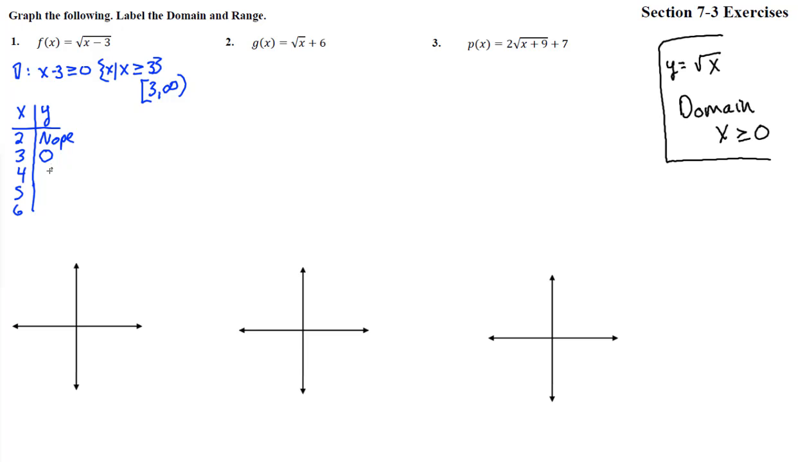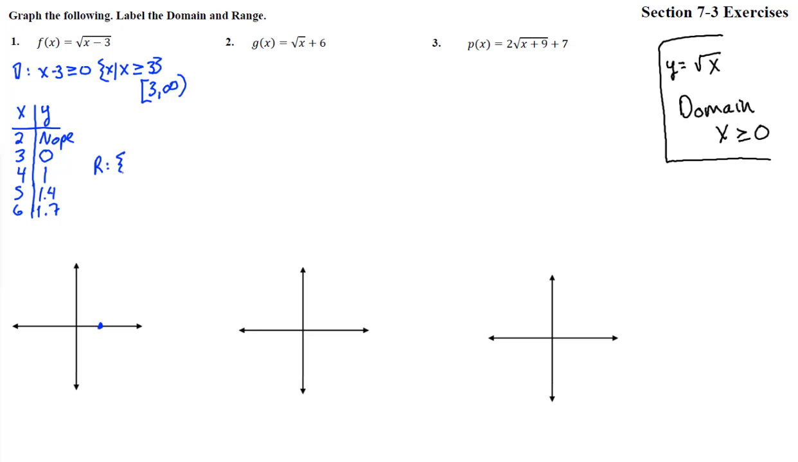4. 4 minus 3 is 1. Square root of 1 is 1. 5. f of 5 would give us the square root of 5 minus 3, which is 2. Square root of 2 is like 1.4 something. And then we stick in the square root of 6 minus 3. Square root of 3, that's like 1.7 something. So you can see it just keeps getting bigger and bigger as we put in bigger numbers. So we start at 3, 0, right there. The range just keeps going up higher, so we can put that in here now.